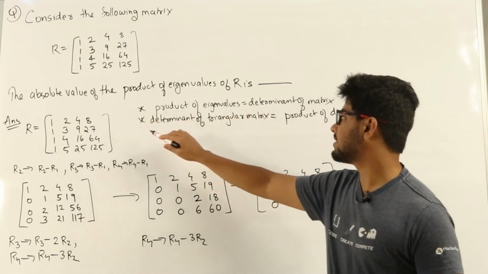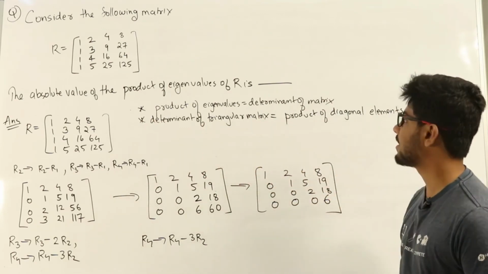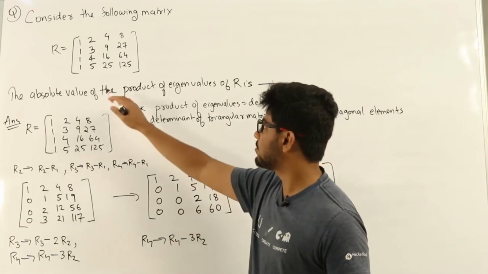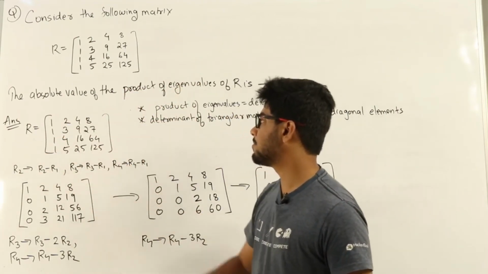Also, one more property, the determinant of any triangular matrix will be equal to the product of its diagonal elements. So, in order to find the product of the eigenvalues of this matrix R, we just need to find out the determinant of this matrix.